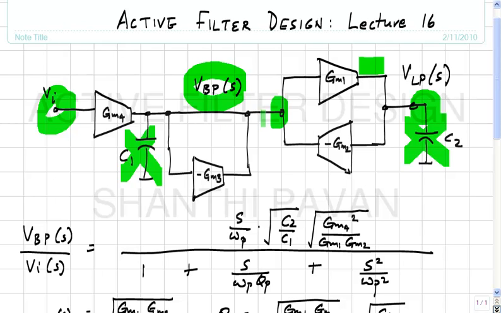Okay. Now that makes sense. If this voltage is 0, what must be this current? Amrit, if this voltage is 0, what must be this current? This current must also be 0. So clearly GM3 cannot enter the picture at all. Okay. All right. So now what is this current?